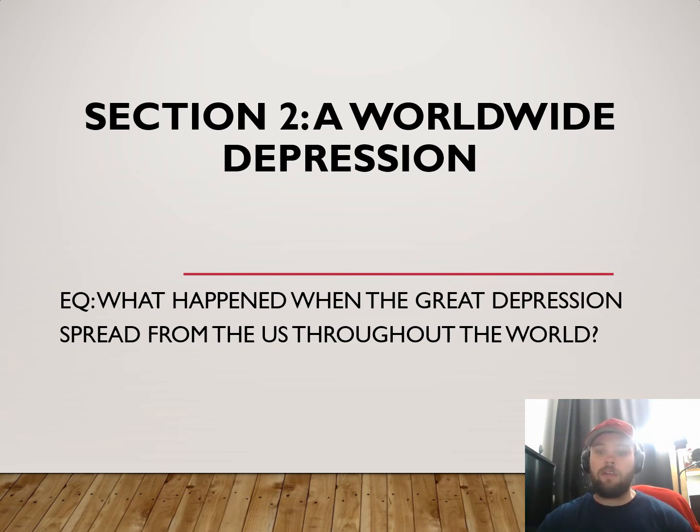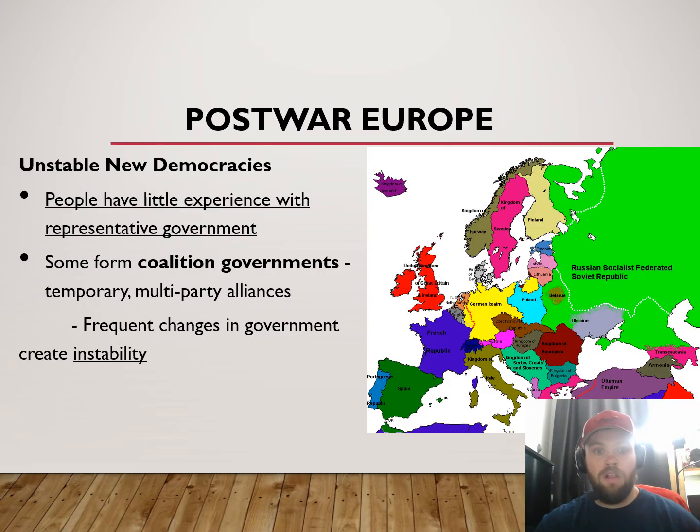We are going to talk about the Great Depression in our second section of notes. The EQ for this section is what happened when the Great Depression spread from the United States throughout the world. We should finish this up in about 6 to 7 minutes at the most. I want to just go over quickly what caused the Depression and how each country reacted to the Great Depression. So we're going to go from there.